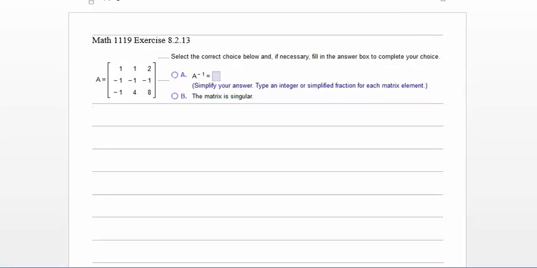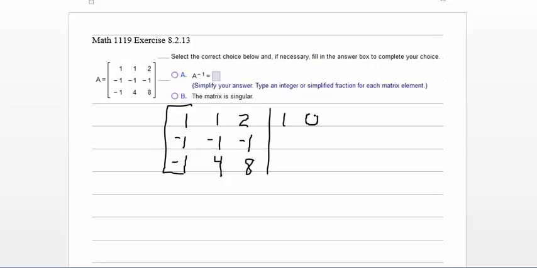Let's take a look at exercise 13 from section 8.2. We want to find the inverse of this matrix. So we set up a matrix that has on the left side the 3 rows of our matrix. We put a vertical bar after that, and then we write the 3 by 3 identity matrix.